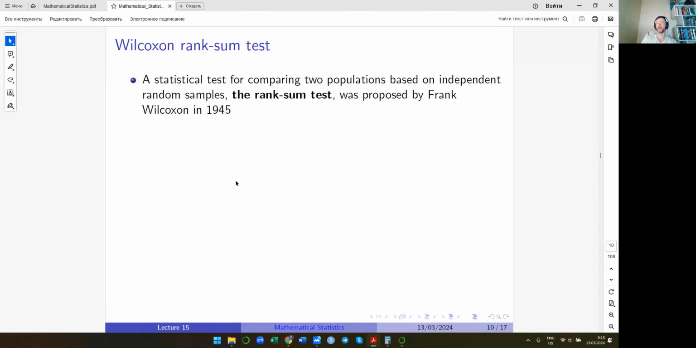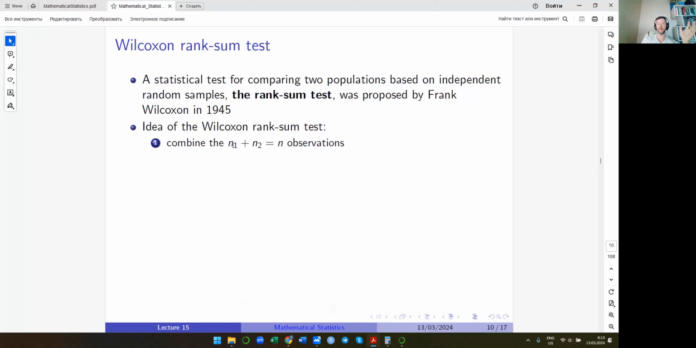It was chronologically earlier, and these two tests are connected. The test was proposed in 1945, and it is designed for comparing two populations based on independent random samples. So the idea is the following. You have to understand the idea, because it is simple and the practical implementation is also not that difficult. We combine all observations in one line.